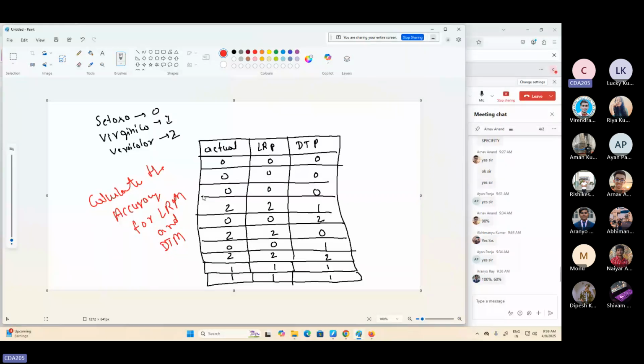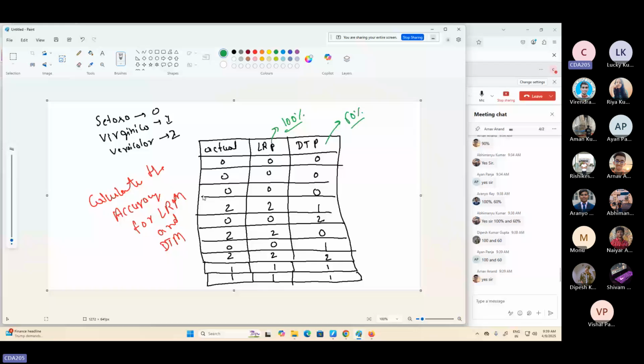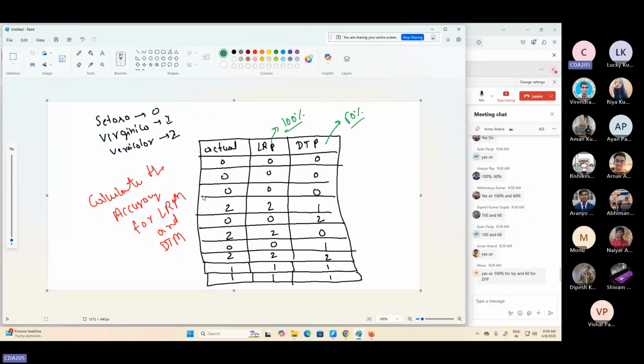Anyone got the answer? No, it is 100%. Okay. So you are telling that the regression model is predicting 100%, and the decision tree is predicting 60%. So everyone is getting this answer? Okay. So right, this is the right answer.